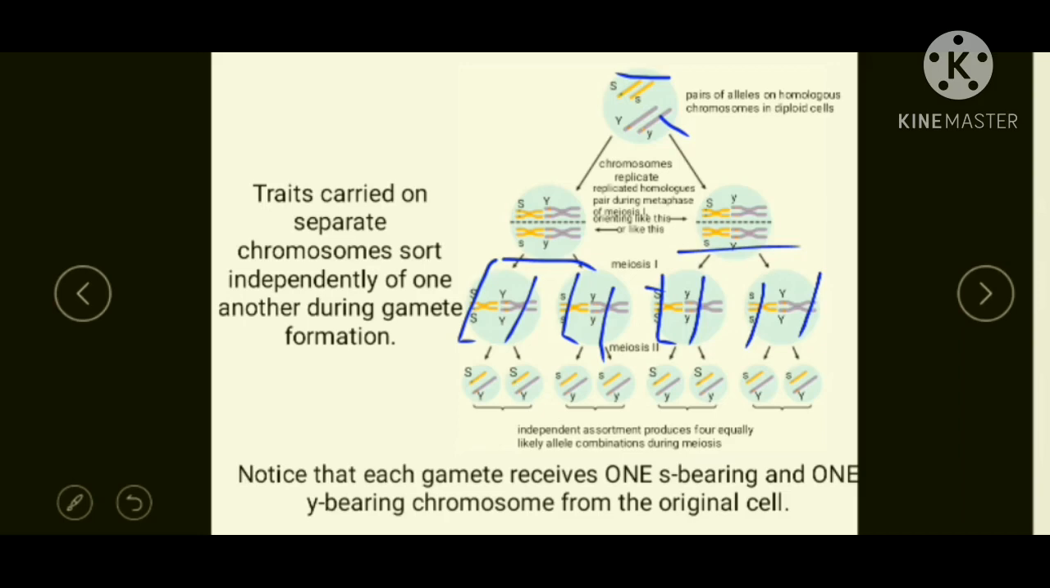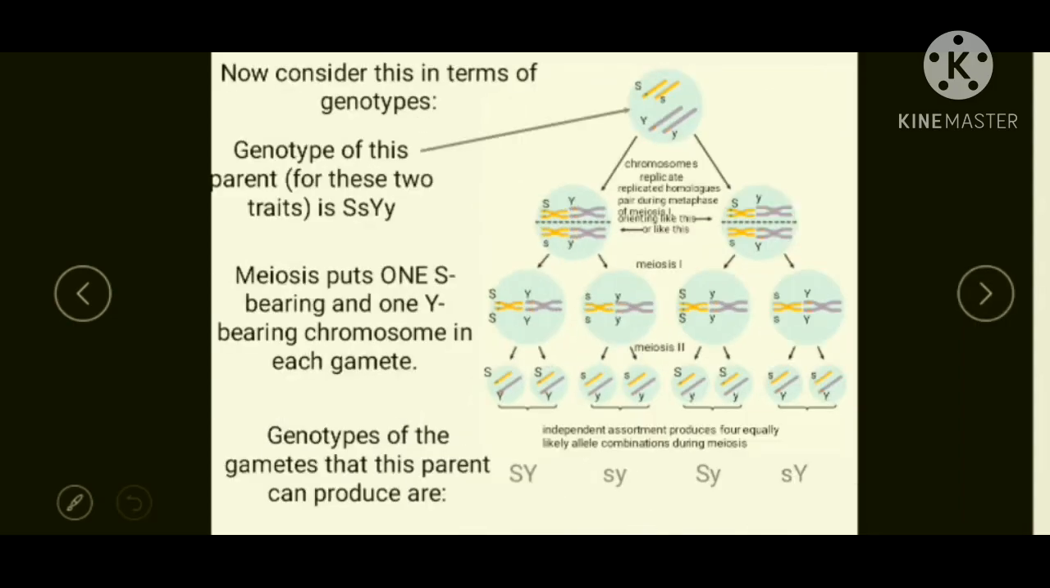And here, lastly, independent assortment produces four equally likely allele combinations during meiosis. Notice that each gamete receives one S-bearing and one Y-bearing chromosome from the original cell. This is what? The law of segregation.